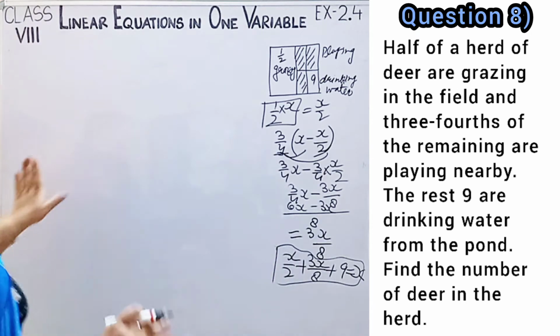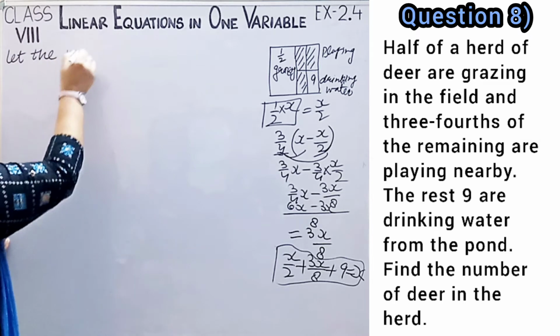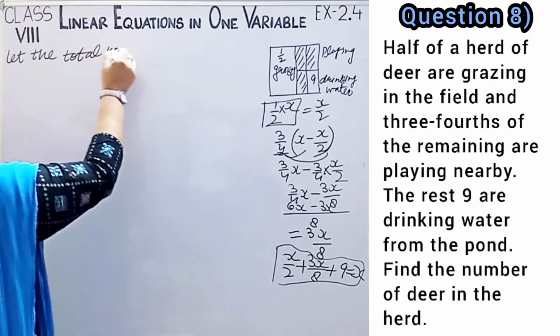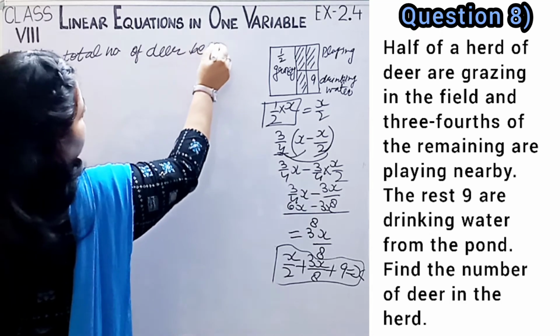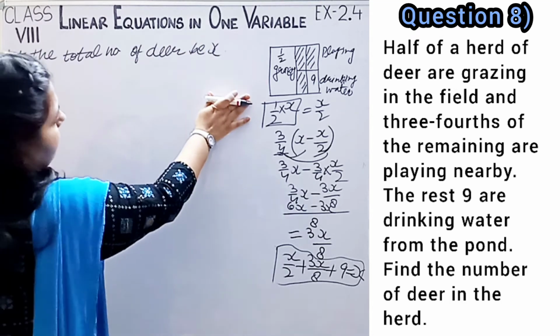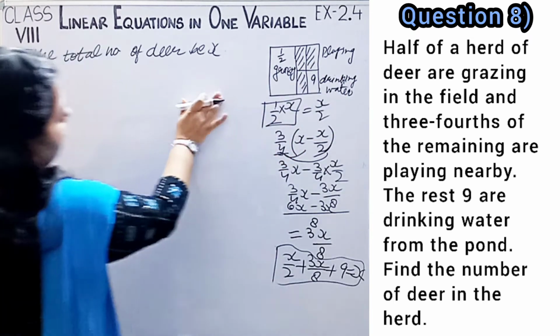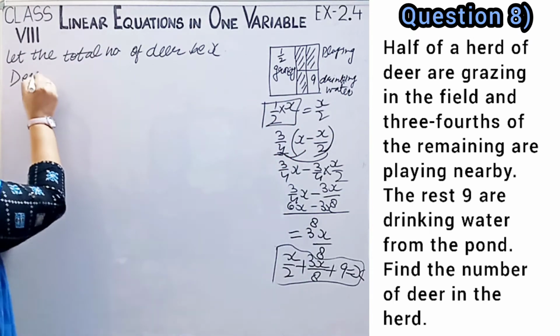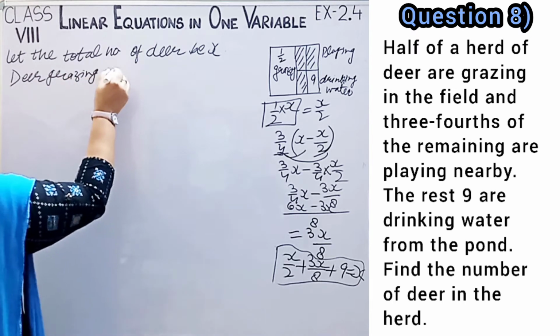So coming to statement part. Let the total number of deer be x. We have found here grazing, playing, drinking water. So deer grazing in field.